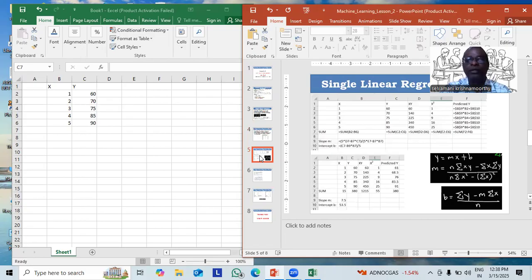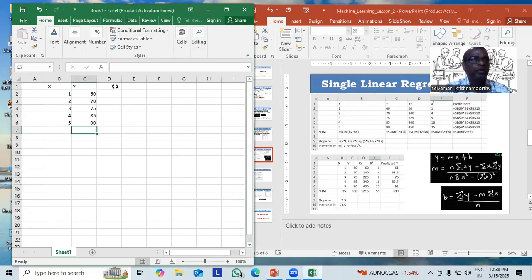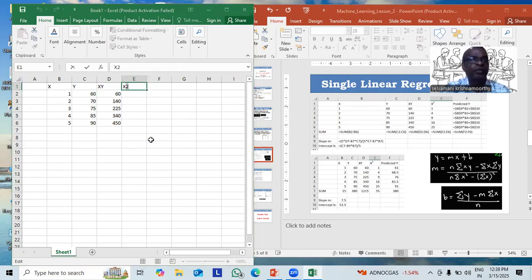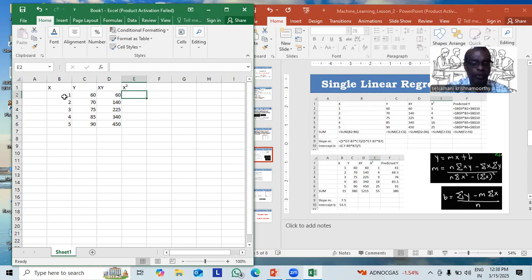Now we need to find XY first. You know very well, we need to multiply both. Equal to B2 multiplied by C2. Then 60 will come. Let us drag XY over. Then X square. You know very well how to make it a superscript. So X here is B2, that is B2 multiplied by B2, so number 1. Just drag. X square, I found it. So X is over, Y is over, XY is over, X square is over.